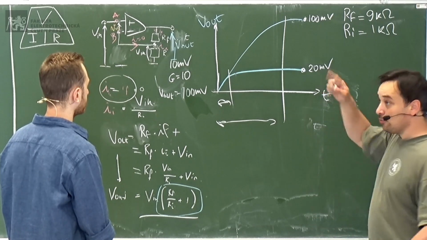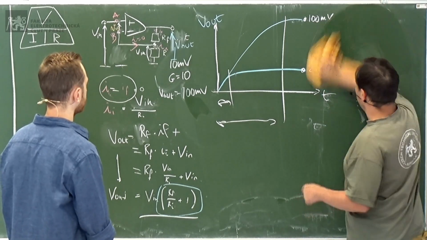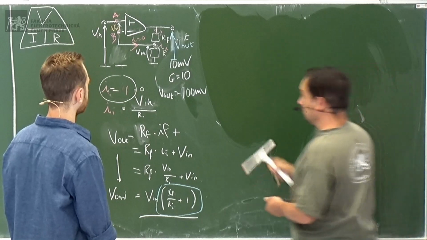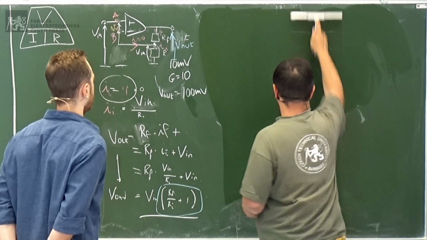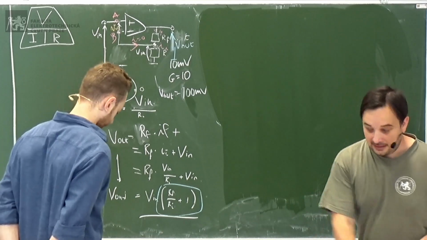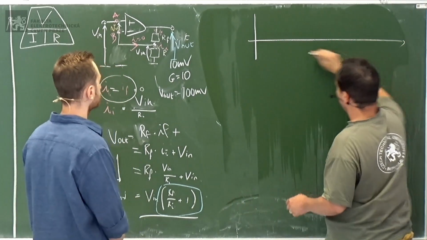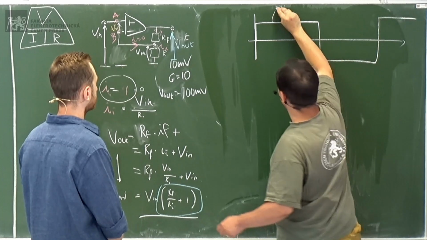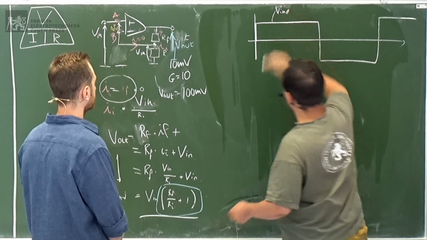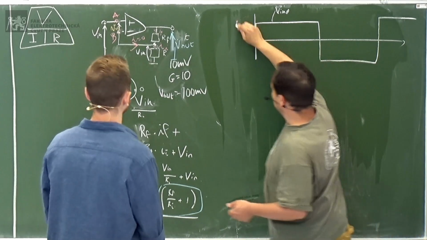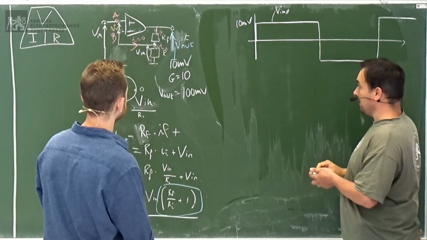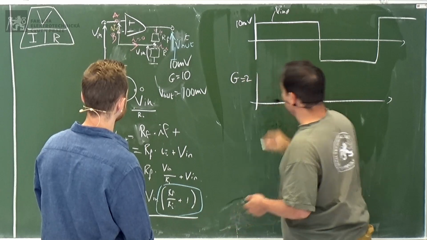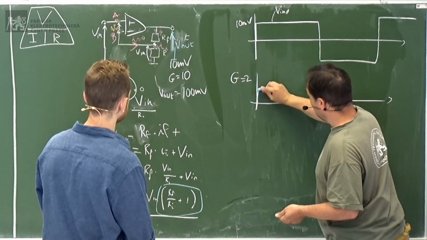So for instance, let's say that you have a square wave and you want to amplify it. Oh, it'll become a triangular wave. Exactly, yes. This is the input voltage, and it's 10 millivolts amplitude. The output with a gain of 2 will be, as we saw, something like this.